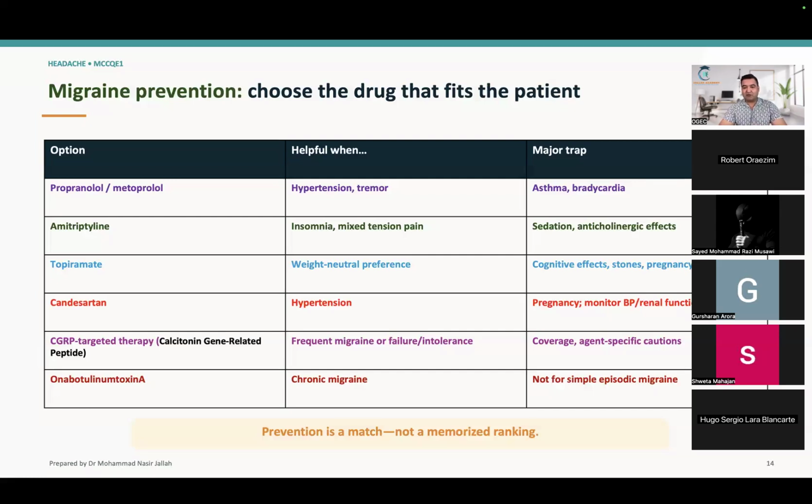Topiramate, if it is a weight neutral preference. And if the patient is epileptic and the patient has migraine, this could be the best choice. But again, for amitriptyline, remember, sedation: if the patient is already sedated, if the patient already has a problem with sleeping, he is dealing with a hypersomnia, he's sleeping all over the place, anywhere at any time, so this is not going to be a good choice.